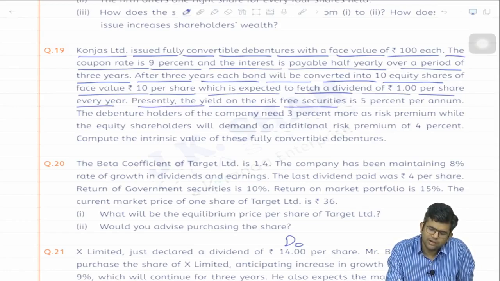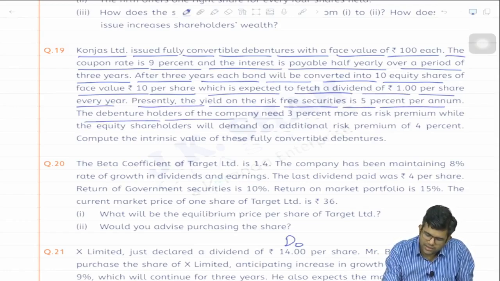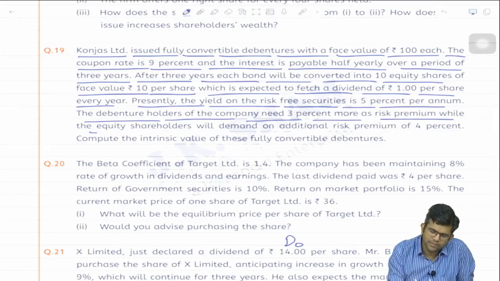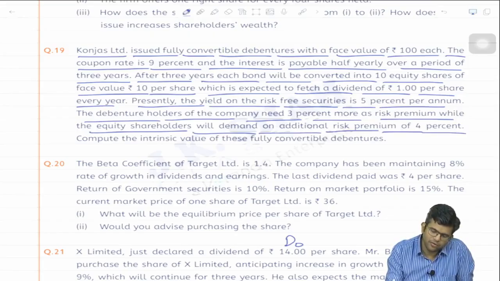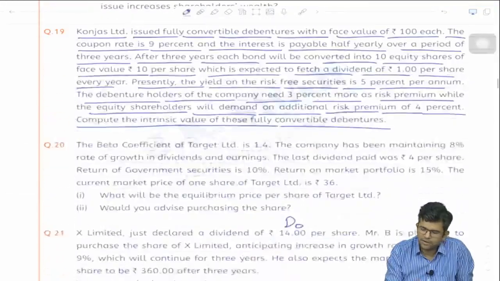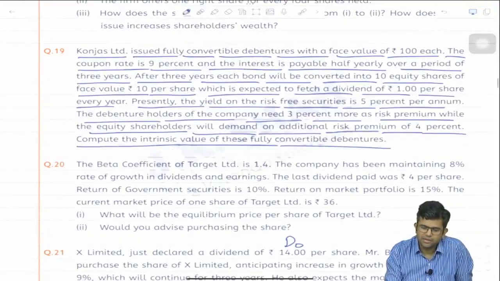Presently, the yield on risk-free securities is 5%. Debenture holders need 3% more as premium, while equity shareholders will demand an additional risk premium of 4%. Compute the intrinsic value of these fully convertible debentures.